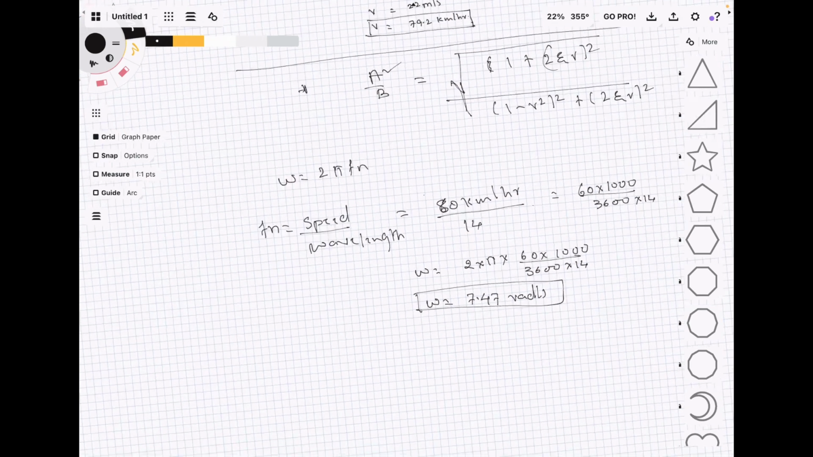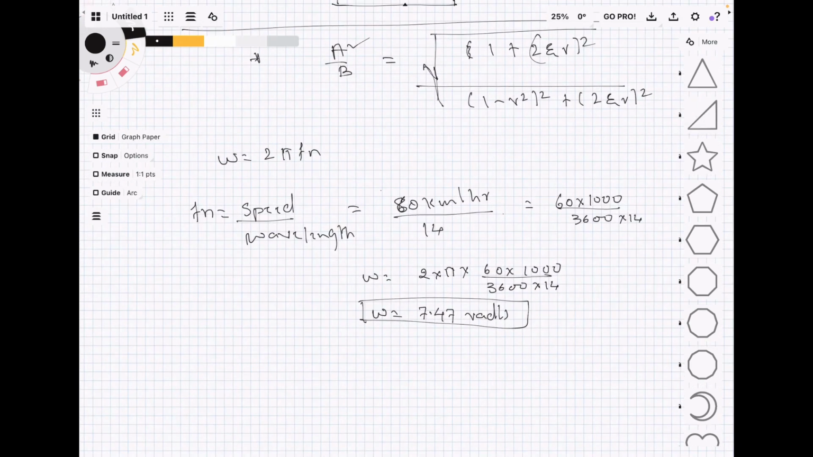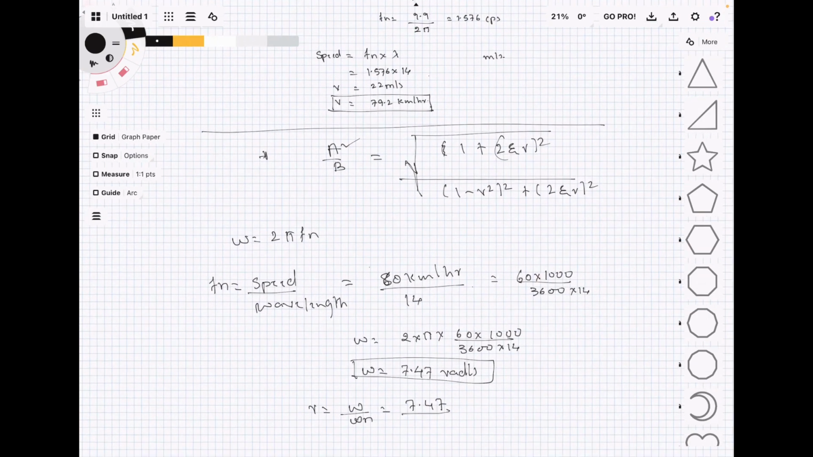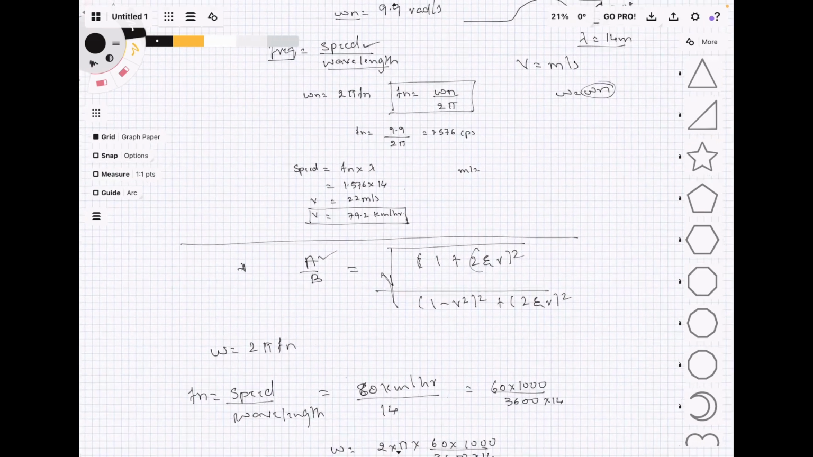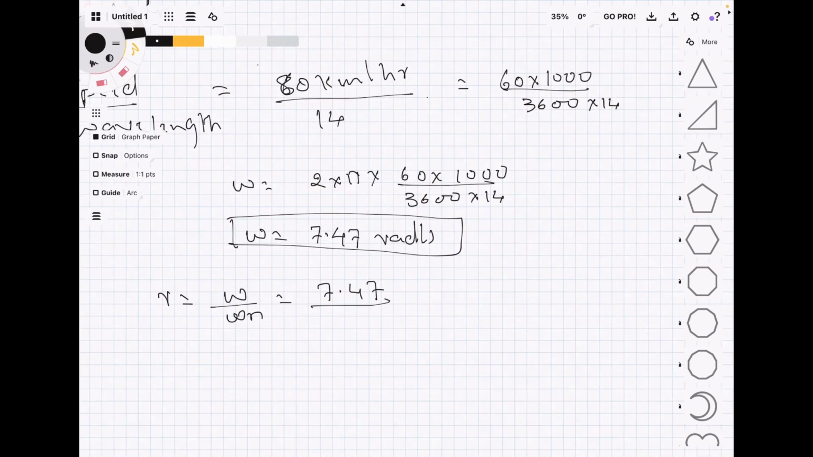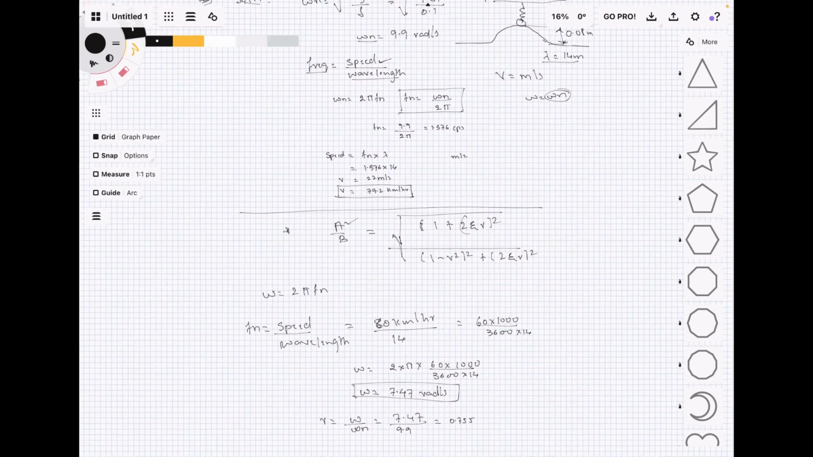Through this I can find the value of r. r is nothing but omega upon omega n. Omega is given as 7.47 and omega n is 9.9. So your r value will be 0.755.